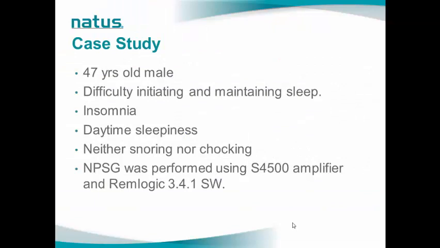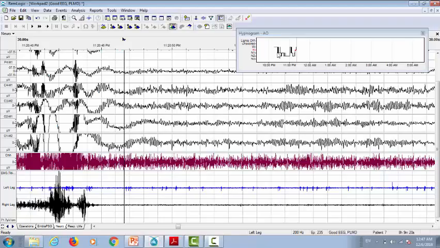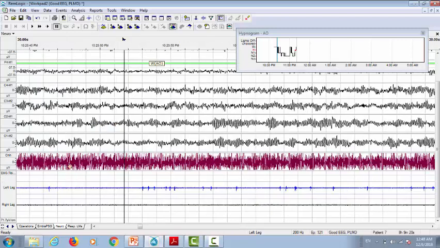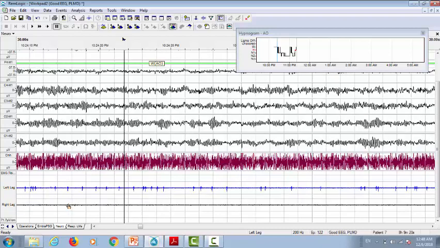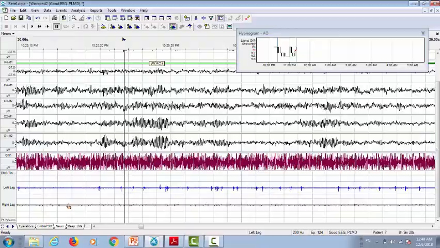So as per the history for that patient, there is no evidence of respiratory related sleep problem. Now we need to understand why sleep architecture was fragmented with multiple arousals, and we need to look for the limb movements. We don't score limb movements during wakefulness, and here, as you see, we added the left leg and right leg, and we go for the first sleep episode.